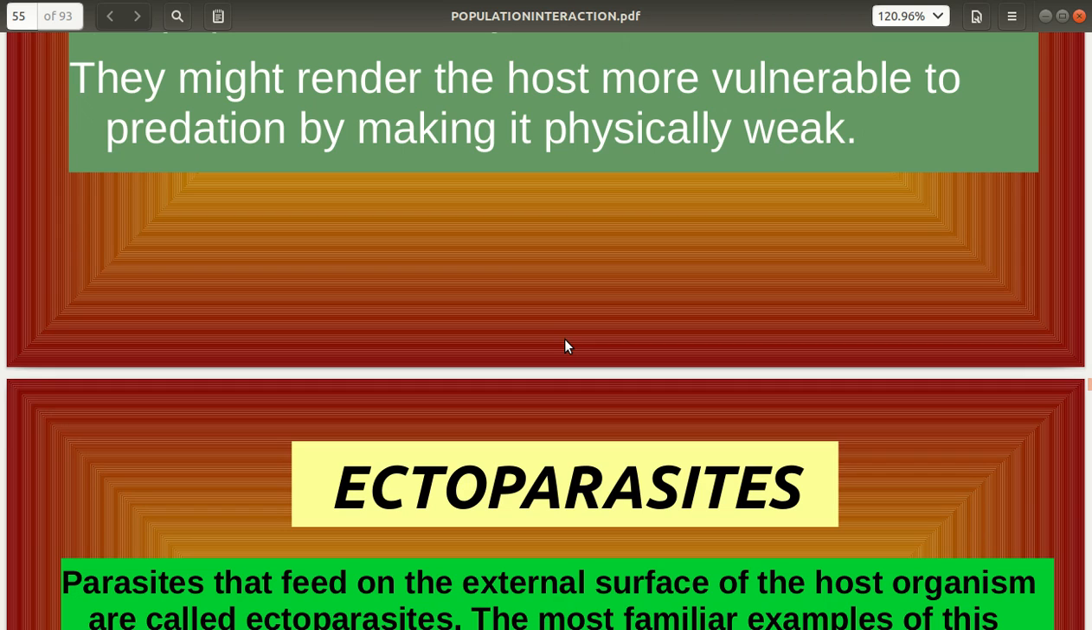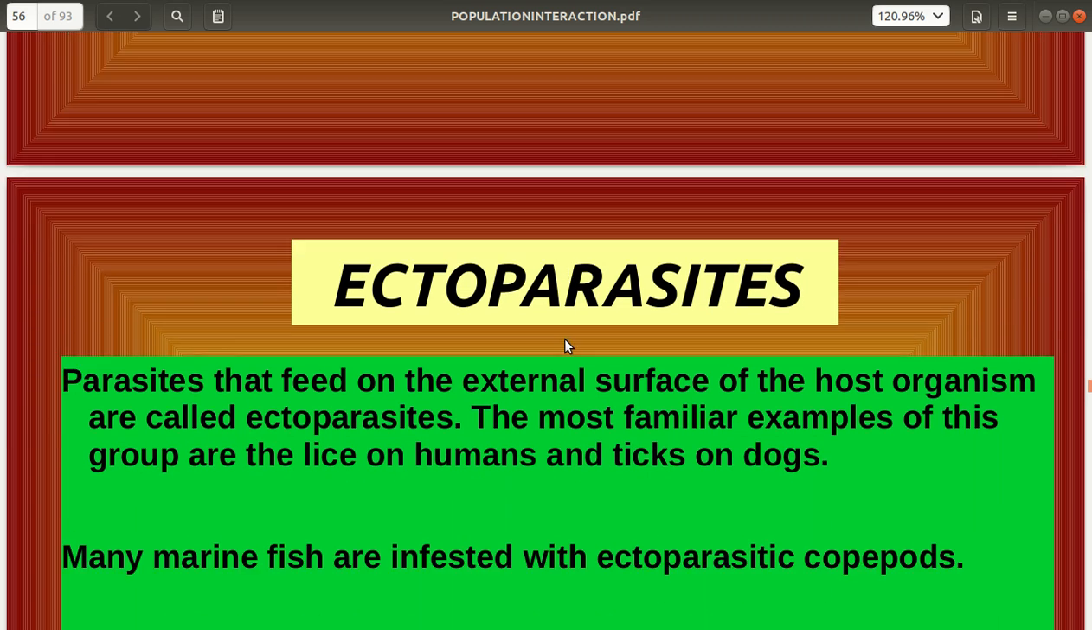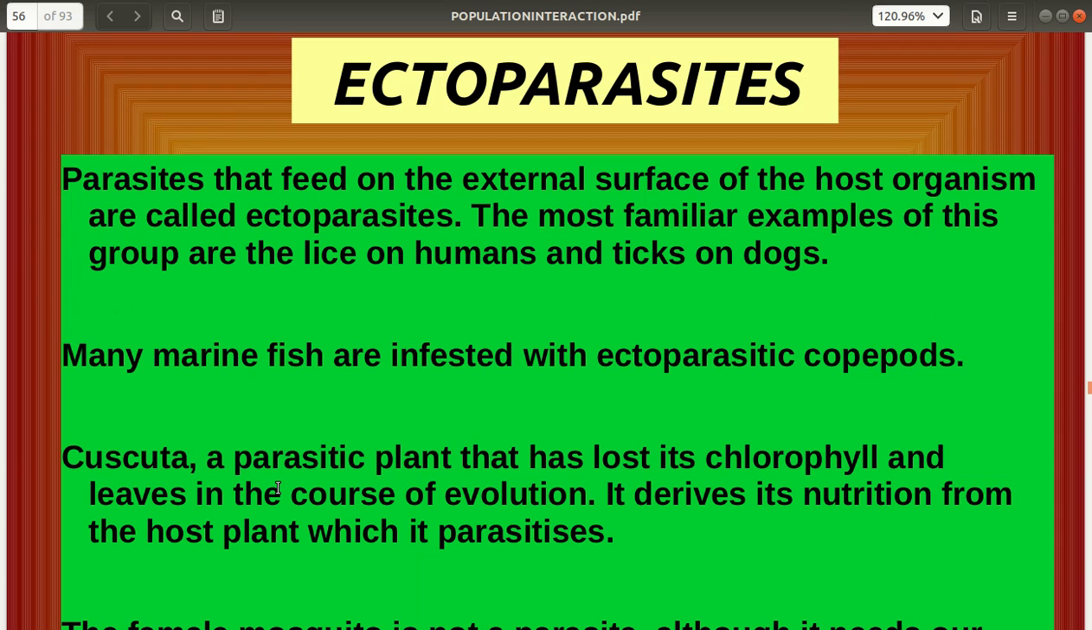Now the parasites can be either external parasites or internal parasites. Accordingly, we call them ectoparasites and endoparasites. In case of ectoparasites, the parasites that feed on the external surface of the host organism are called ectoparasites. Example is leech. The most familiar examples of these are lice on humans and ticks on dogs. Many marine fishes are infested with ectoparasitic copepods. Cuscuta is an ectoparasitic plant that doesn't have any leaf. It has lost its chlorophyll, and leaves are absent in the course of evolution.